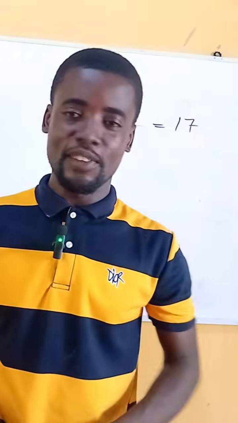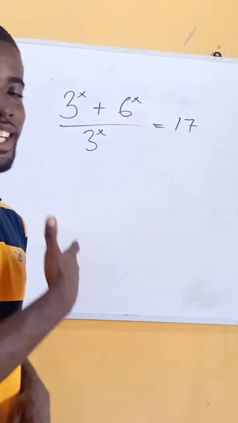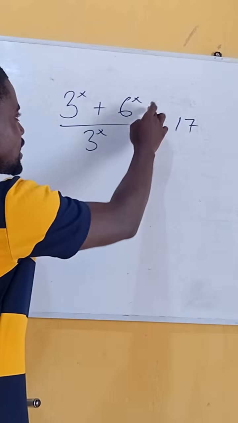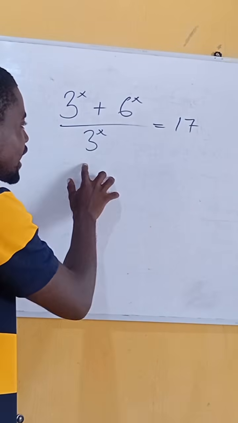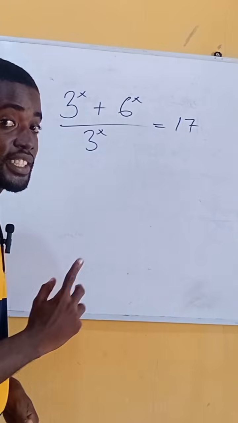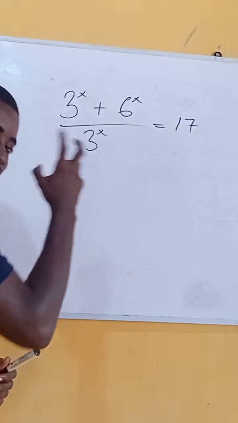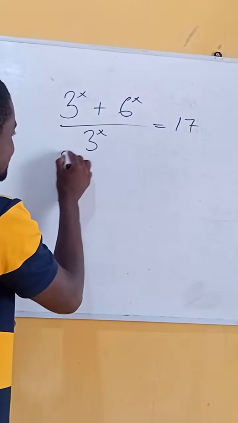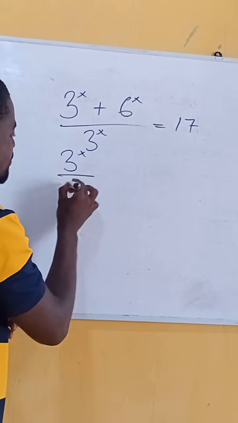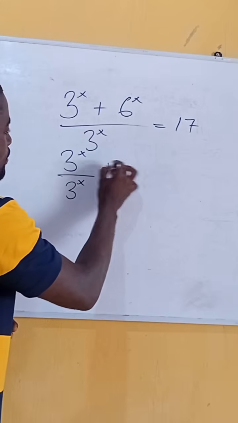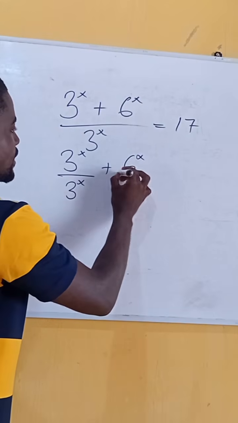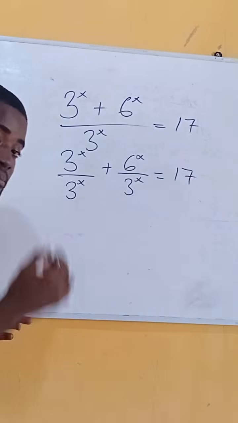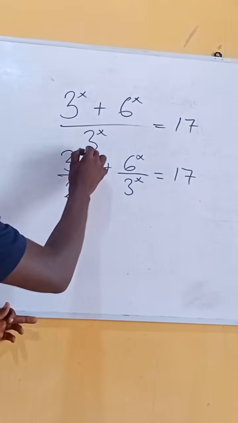How to find the value of x in this simple question. 3 exponent x plus 6 exponent x divided by 3 exponent x is equal to 17, right? In mathematics, this expression here can be written as 3 exponent x divided by 3 exponent x plus 6 exponent x divided by 3 exponent x is equal to 17. This and this will cancel out.